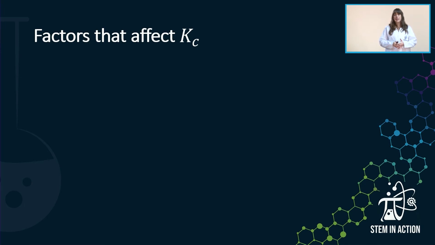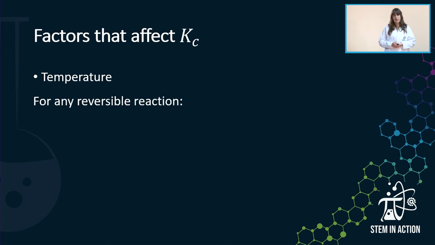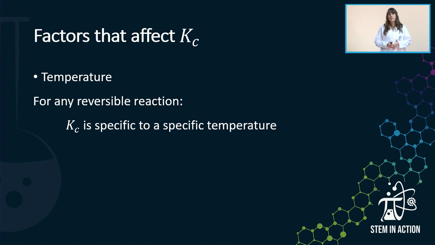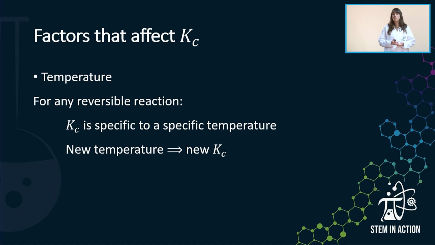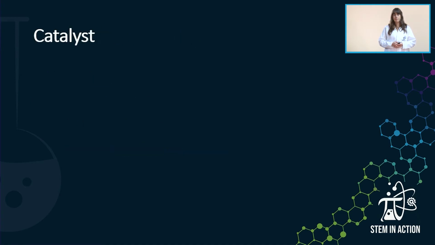Right, so the last thing we need to touch on when we're talking about factors is the factors that affect the value that we'll get for Kc. There's only one factor that will affect the value we get for Kc, and that is temperature. This is why in exam questions they state the Kc at a certain temperature, because if the temperature changes, the Kc value will change. So for any reversible reaction, Kc is specific to a specific temperature for that reaction. If there's a new temperature, we need to recalculate and find our new Kc value.